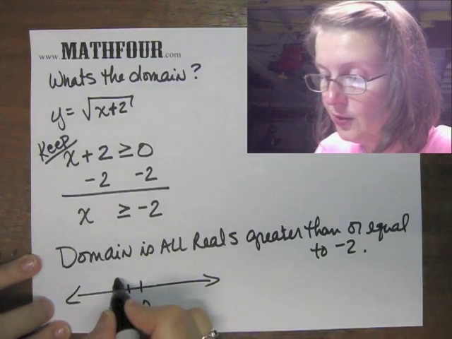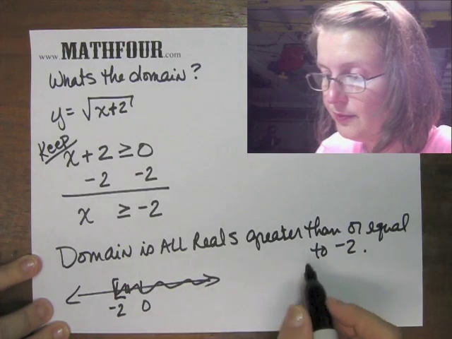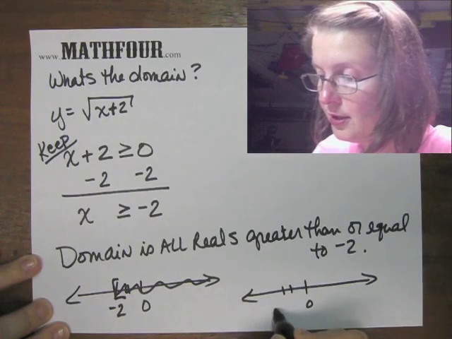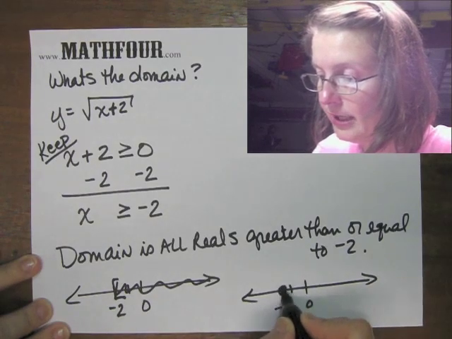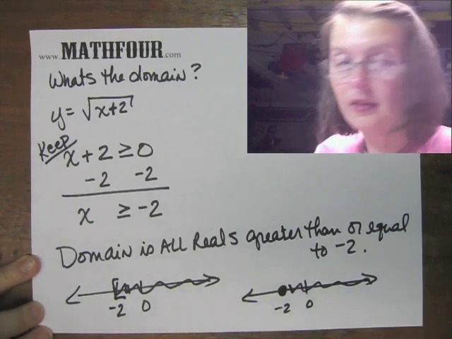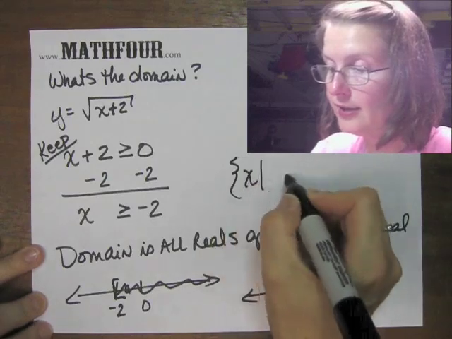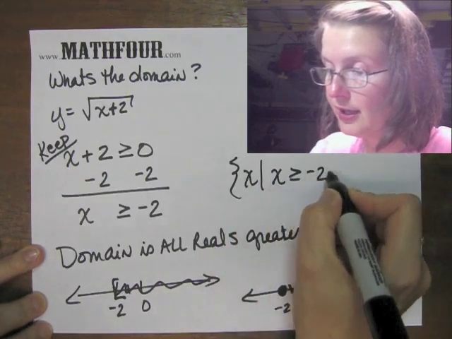There's -2. We keep -2. Or you can do it with the circle, -2 and then make a big black dot. And so on. Or we can do all x such that x is greater than or equal to -2.